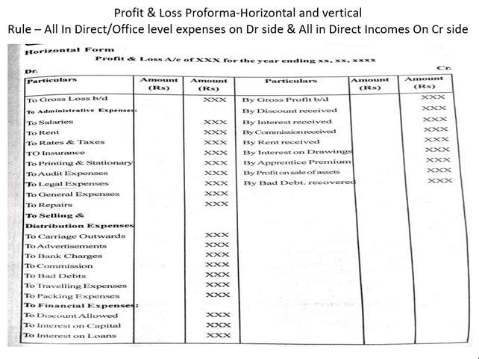Coming to the credit side, as I told you, by gross profit brought down, this is taken from the trading account. Then by discount received, by interest received, by commission received, by rent received, by interest on drawings, by apprentice premium, by profit on sale of assets, by bad debts recovered. These are all indirect incomes that you have received, and you note all of them on the credit side of the P&L account.